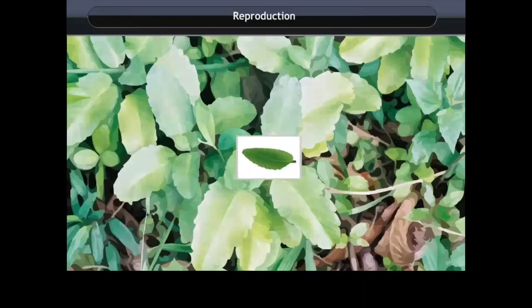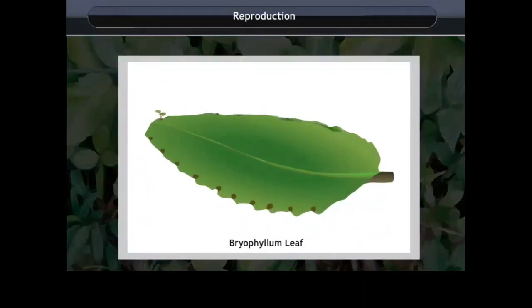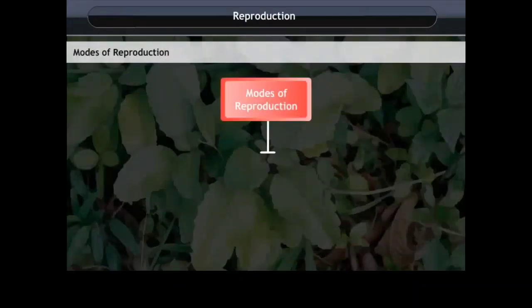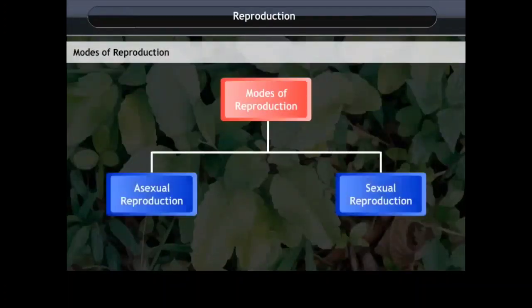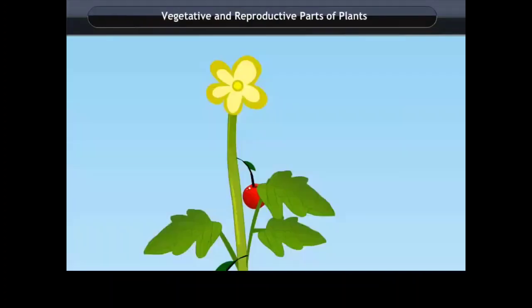Reproduction. Do you know that all living organisms reproduce their own kind, and this is a common but typical feature in all plants and animals? The production of new offspring from their parents is called reproduction. There are two modes of reproduction, asexual reproduction and sexual reproduction.